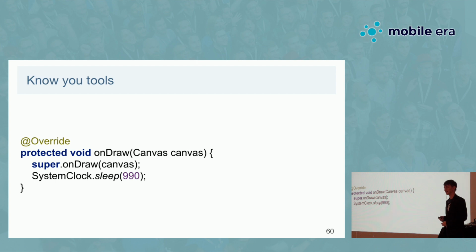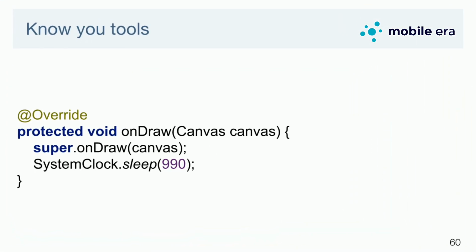Anyway. Another thing that you should know about is how to use your tools. Because, for example, here I put a SystemClock.sleep in a slide's onDraw. So what would you expect to see in the results? 1990, so it should be about a second. Yeah, maybe a little bit more, maybe a little bit less.